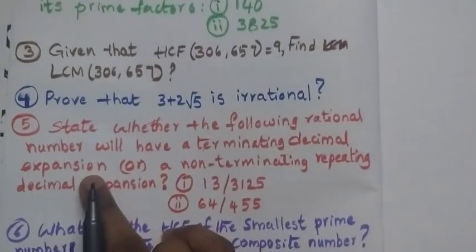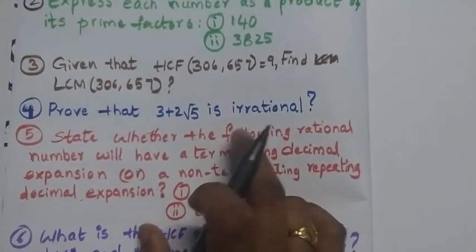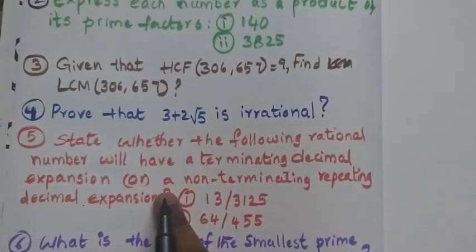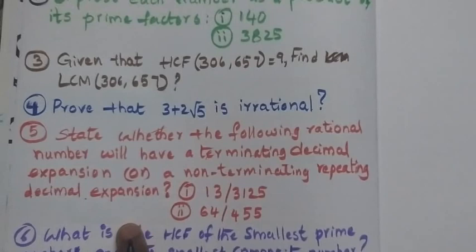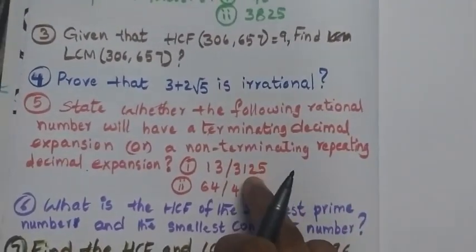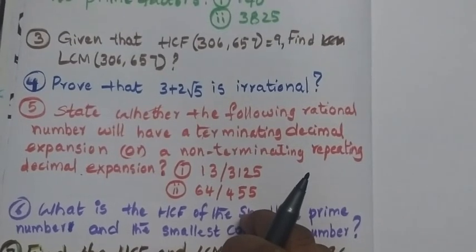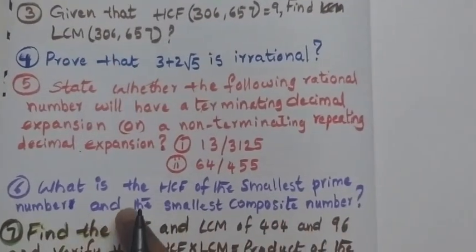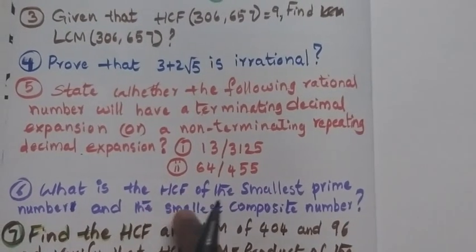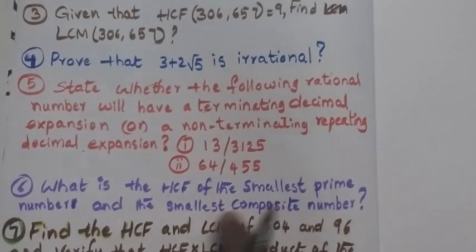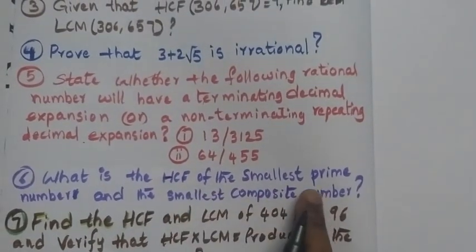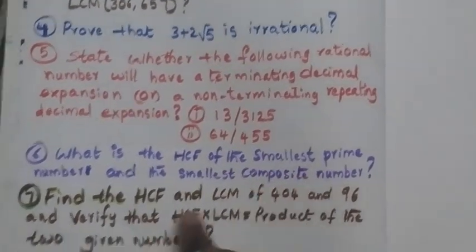And fifth one, state whether the following rational numbers will have terminating decimal expansion or non-terminating. We have to show that the numbers are terminating or non-terminating. And sixth one is, what is the HCF of the smallest prime number and the smallest composite number. We have to find the HCF of the smallest prime number and composite number.